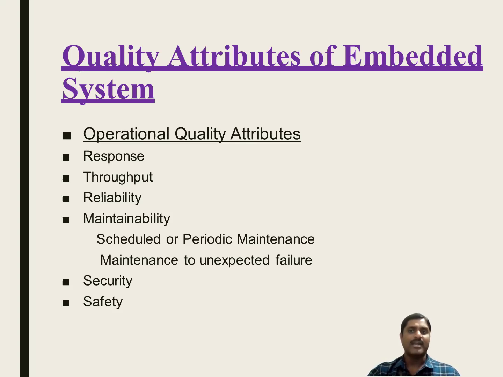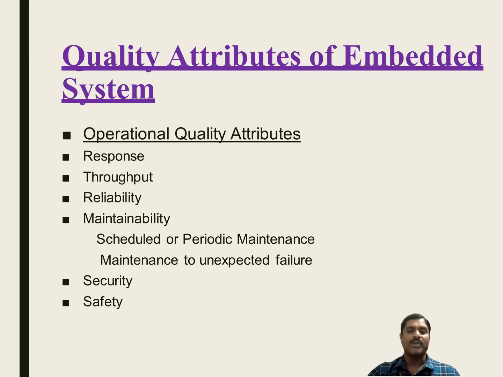The reliability and maintainability are complementary to each other here. So a more reliable system means a system with less corrective maintainability requirements and vice versa. So the maintainability again can be classified into two types. The first one is scheduled or periodic maintenance, and the second one is maintenance to unexpected failure.